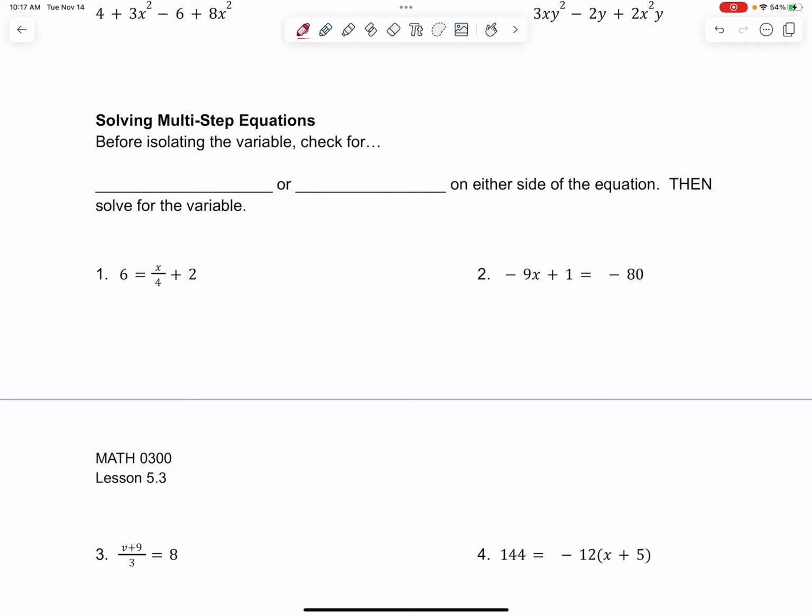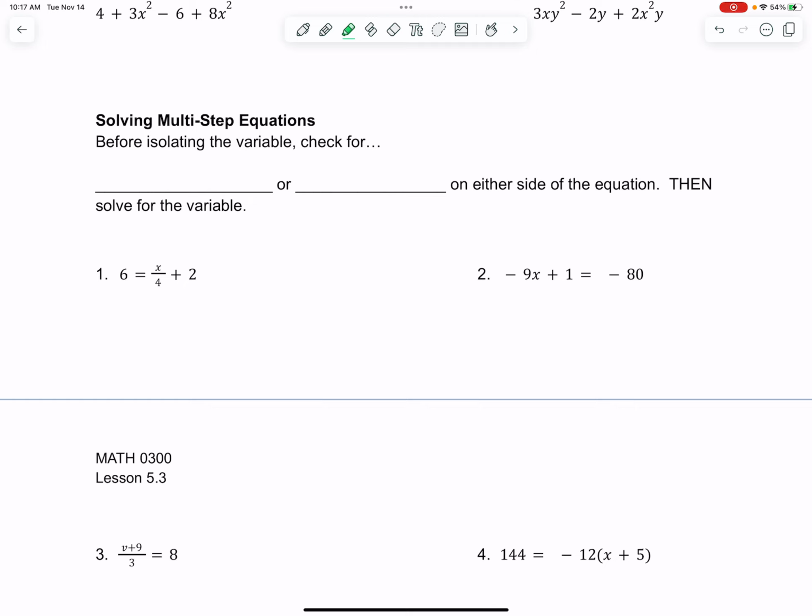So when we solve multi-step equations, our goal is exactly the same as it was when we solved single-step equations. The goal is to isolate the variable. So we want x on one side, or y, or z, or q, or p, whatever the letter is, and all of the numbers on the other side.